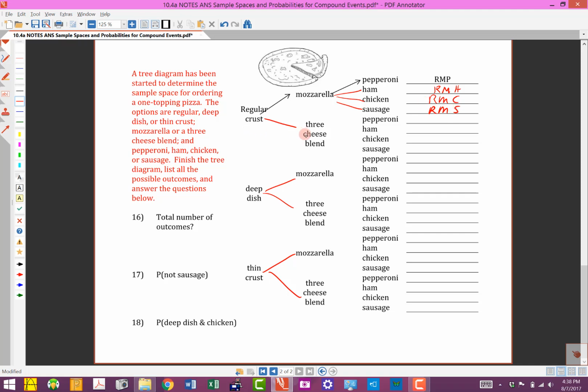And then if we look at this one right here, this is going to be regular, 3 cheese, and pepperoni, then ham, then chicken, then sausage. So this is going to be regular, 3 cheese, and then pepperoni, regular, 3 cheese, and then ham, regular, 3 cheese, and then chicken, regular, 3 cheese, and then sausage. And you'll notice that it goes that way every single time. So go ahead and finish all of those.